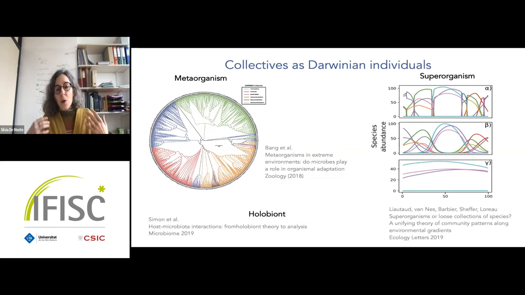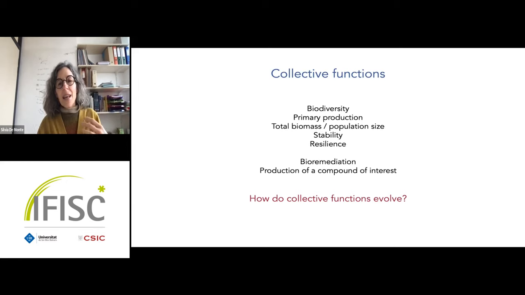Nonetheless, more and more people currently think about microbial aggregates or microbial communities as having certain features of organisms. And this is why they are called meta-organisms, superorganisms, sometimes just straight multicellular organisms, or holobionts. So all this kind of terminology hints to the fact that these assemblies have some collective functions that are important or seem to be important for us.